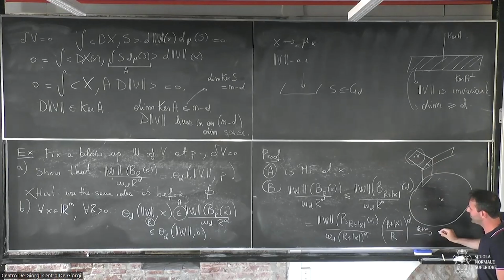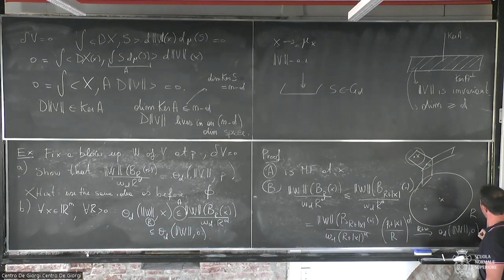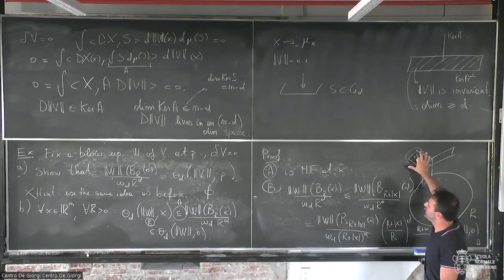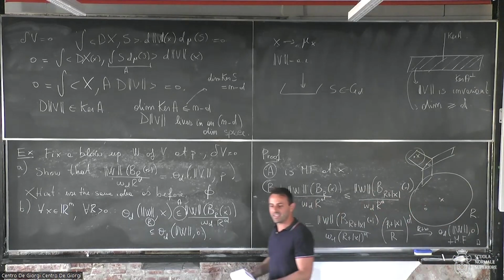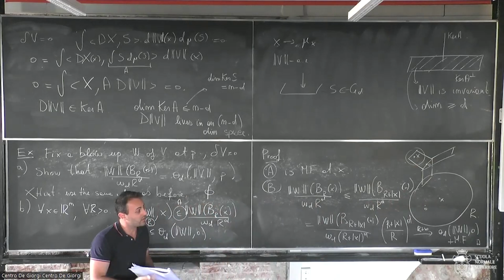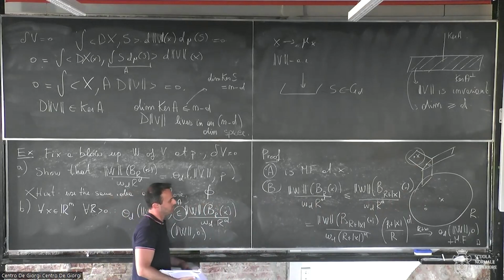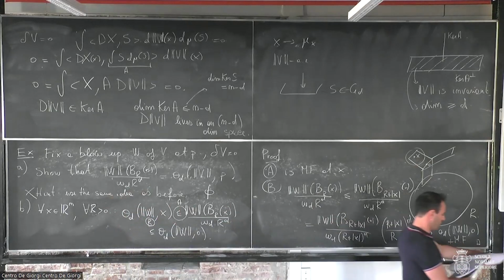So let me say that this converges to theta_d at zero, plus the monotonicity formula, you complete. Okay, so this is an interesting property because it reflects more and more the fact that these guys are cones. So it looks like we are going in the right direction.